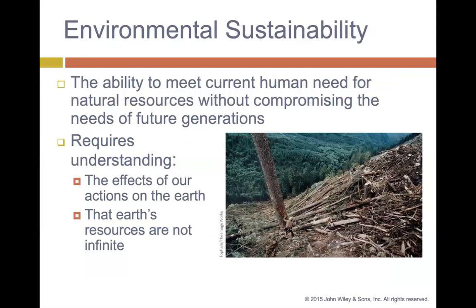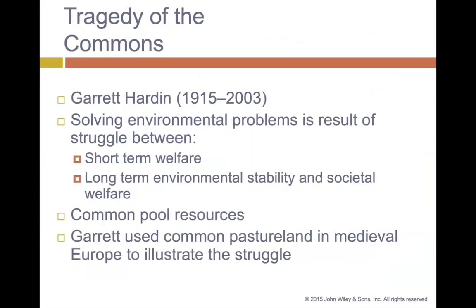So the ability to meet current human need for natural resources without compromising the needs of future generations is what environmental sustainability is. This requires understanding of the effects of our actions on the earth, and that the earth's resources are not infinite. They will eventually wear out. And that's where we get to this environmental science.